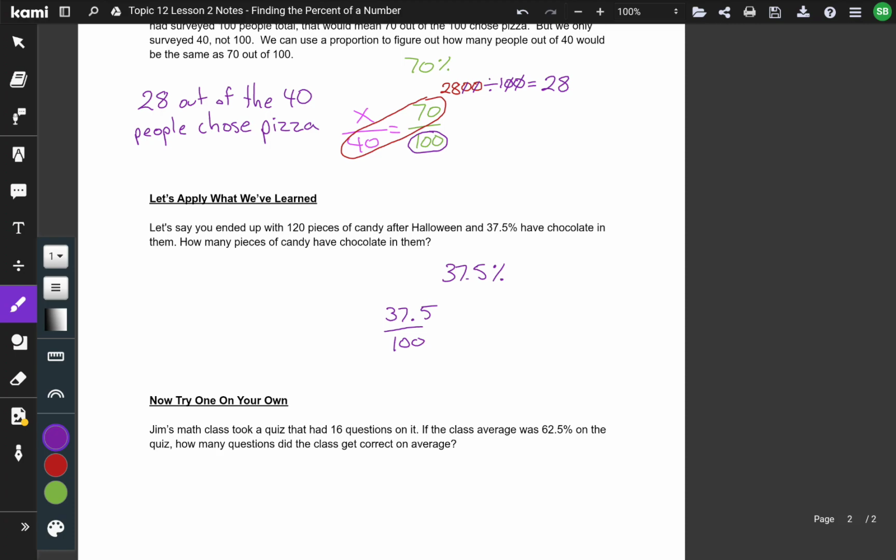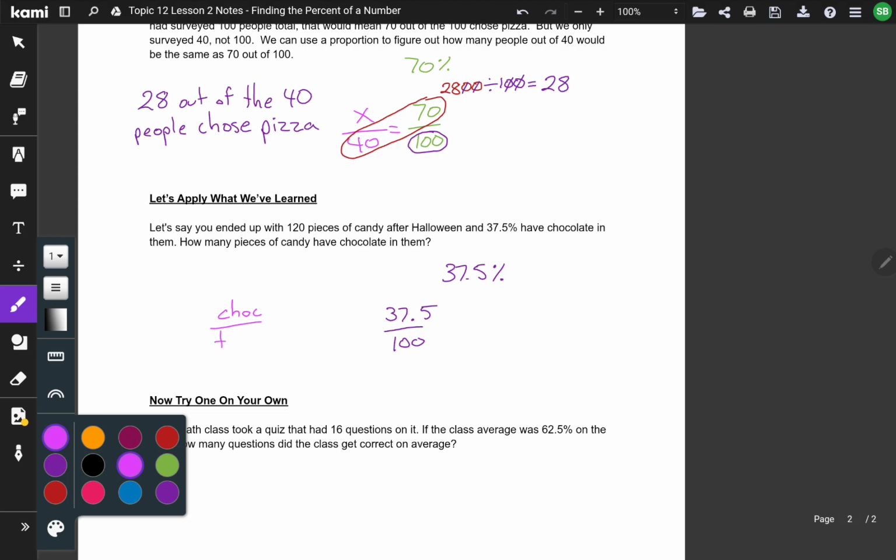I want to know how many pieces have chocolate in them. So in my comparison, I'm comparing chocolate to the total: the total pieces that have chocolate in them compared to the total pieces of candy overall. So my 100 is my total percent, and the 37.5 represents the amount that is chocolate. In my other comparison, I need to make sure chocolate goes on top and the total goes on bottom. We don't know the chocolate because we're trying to figure out how many pieces have chocolate in them, so that's my variable, and I know the total is 120.